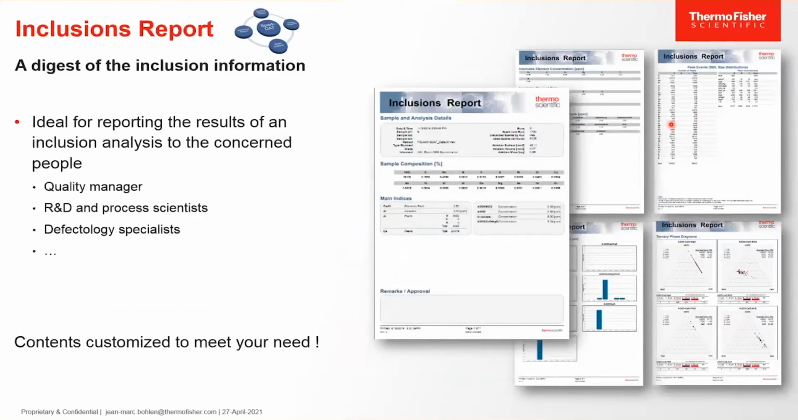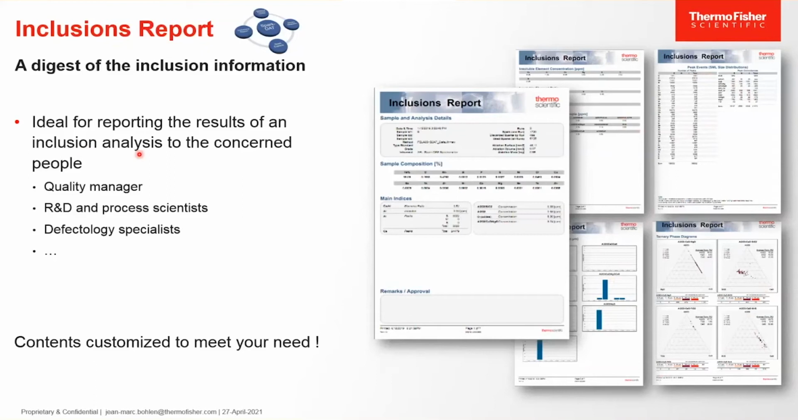Another tool is called the Inclusions Report. It's a digest of the inclusion information. You can see here a few pages of this report. I think Kajan will also scroll through the different things that can be reported in that, but you can see there are different types of information, including peak coincidence counts, or some histograms of the distribution, or even the ternary diagram.